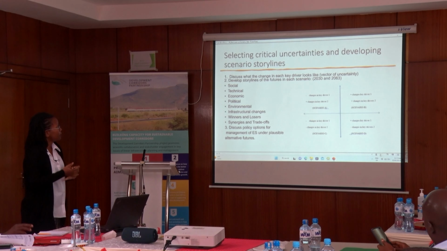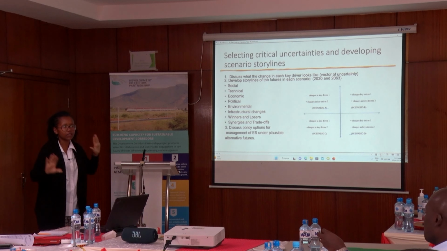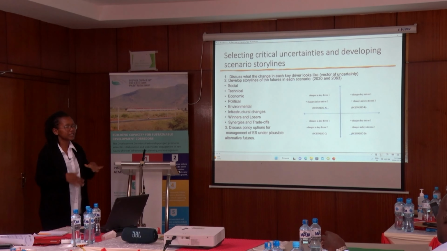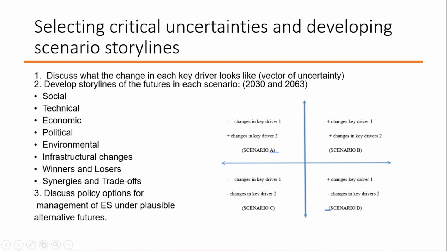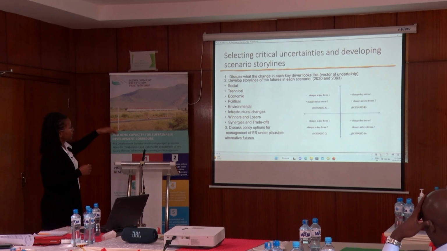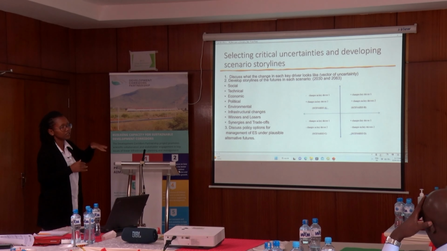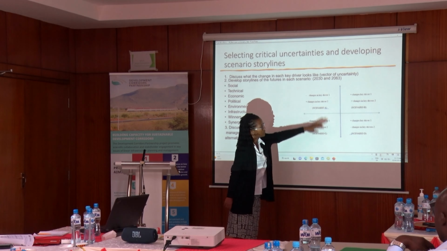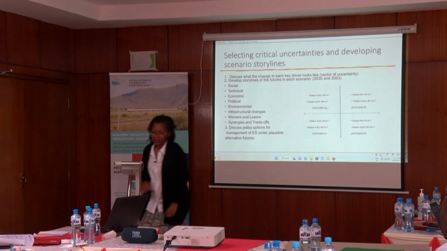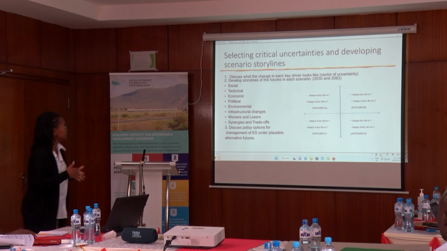So now that we have our main drivers of change, we said, okay, let's look at each driver and try to decide what are 2 extremes. So for example, with land use change, what could be 2 extremes of change in this driver? And the same with governance. Then we developed storylines under each scenario. These are now the 4 quadrants where you put in your storylines based on what's happening. Then now you discuss policy options for each alternative future.